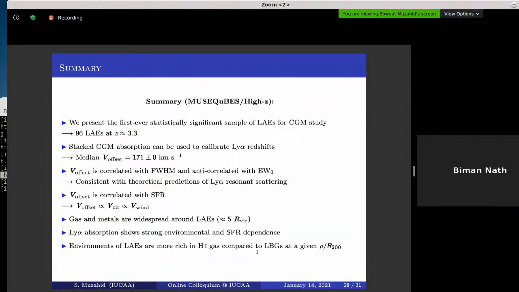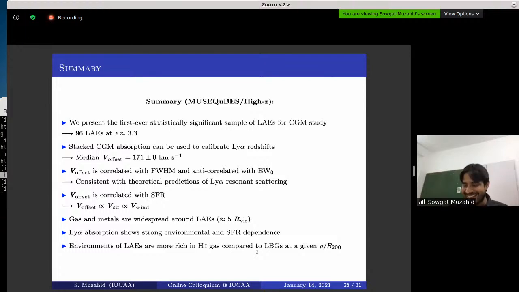Sowgat, very informative talk. I was hoping that you would say something about the molecules. So I think it's very intriguing, right?